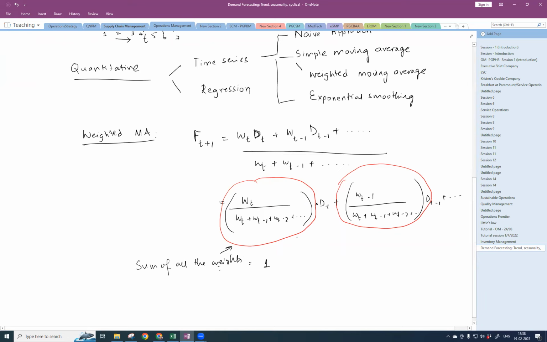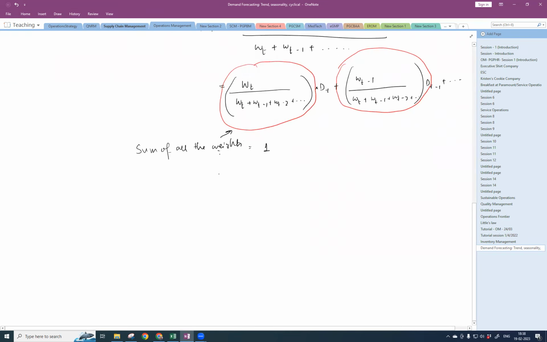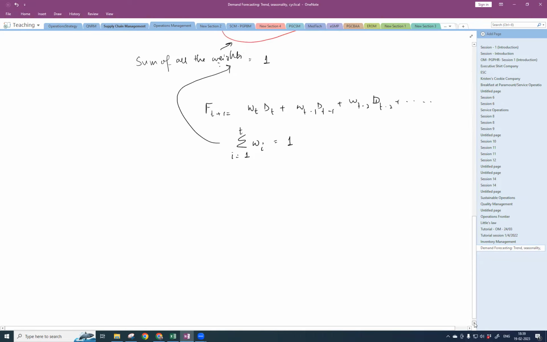Whether you take it this way or the way mentioned in your textbook, where it is written as Ft plus 1 equals Wt dt plus Wt minus 1 dt minus 1, Wt minus 2 dt minus 2, and so on, where the sum of all weights, i equal to 1 to t, equals 1, this is nothing but the concept I've mentioned here. Both are exactly the same, right? So this is the weighted moving average.